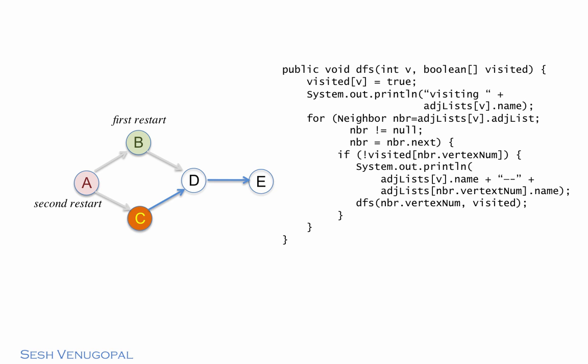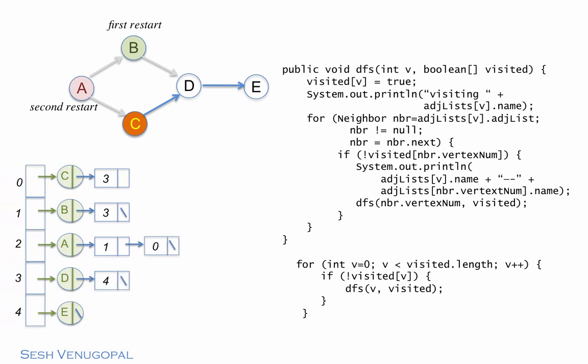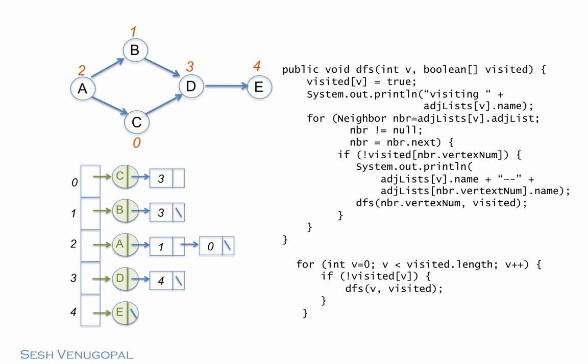When it comes across a cell with a false value in it, it should call the DFS method with the index of the cell as the vertex number, which implies the following code. Say the graph is stored like this, with vertex numbering in the order C, B, A, D, and E. The visited array starts with false values in all the cells. The driver scans the visited array, finds that the first cell is false, and initiates a call to DFS with number 0, which is vertex C.